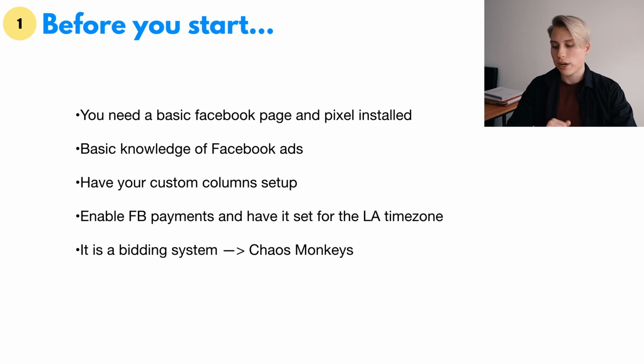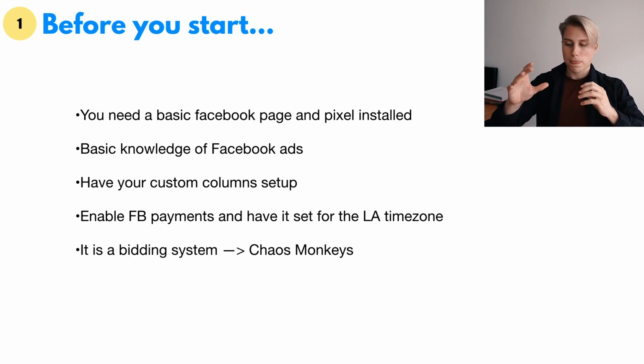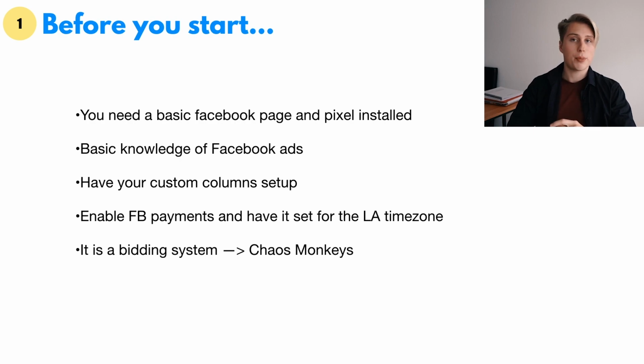Okay. Now you need to understand that Facebook is a bidding system, and Chaos Monkeys goes really, really deep into this. Essentially, it's just if one person is the right person to buy a product. So Facebook thinks that this person is most likely going to buy.